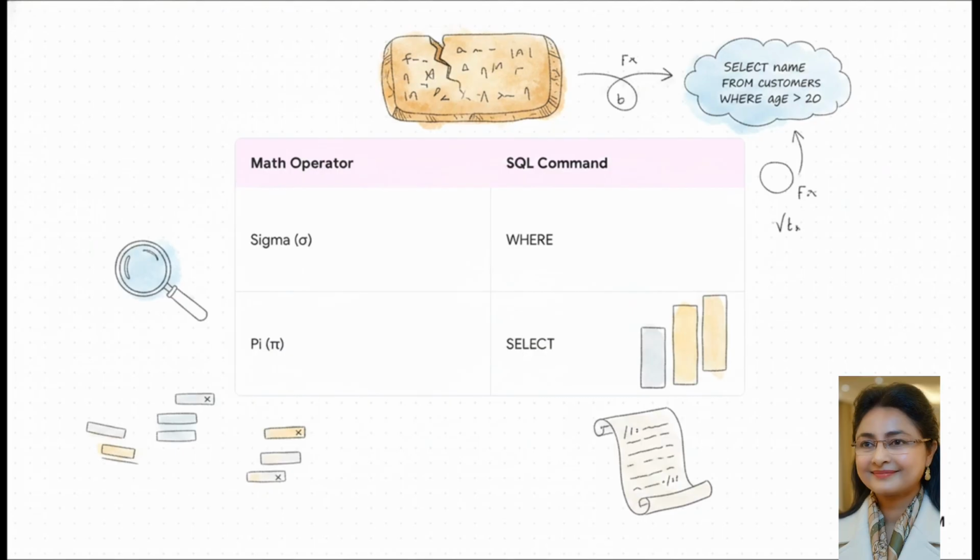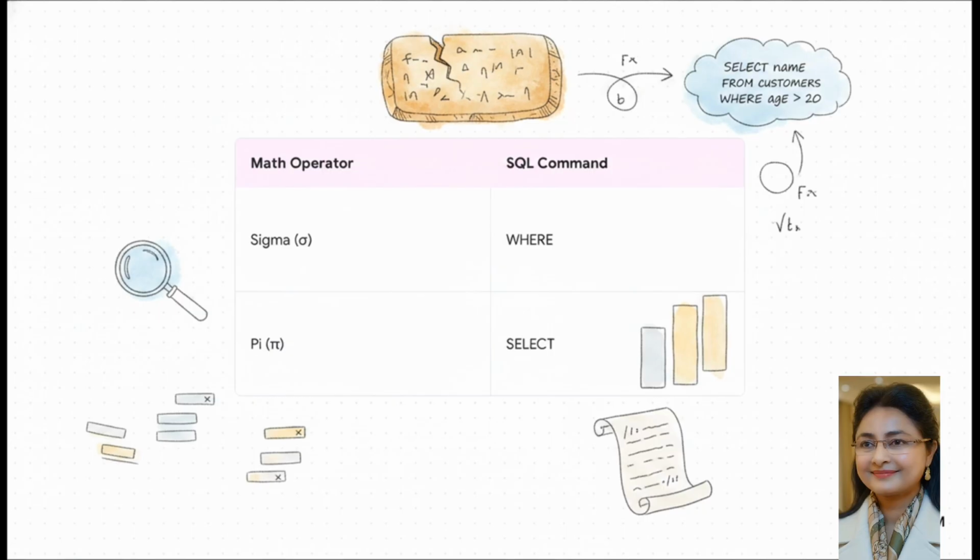When you sit down and write a SQL query, you are essentially just writing out relational algebra using plain English words. Let's look at the mathematical operator sigma, which is also known as selection. In algebra, sigma filters out rows based on a specific condition. In SQL, that is exactly what your where clause does. No difference. Now look at pi, or projection. In math, pi selects specific columns from a relation. In SQL, yep, that's your select statement.